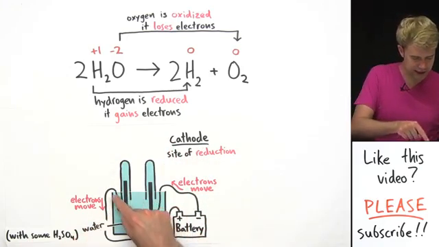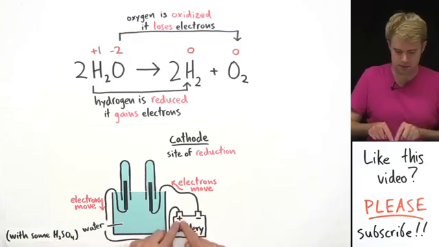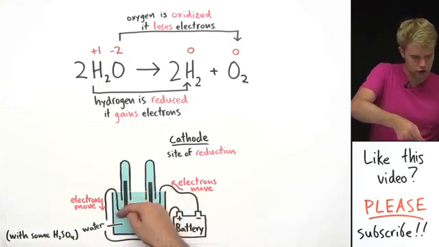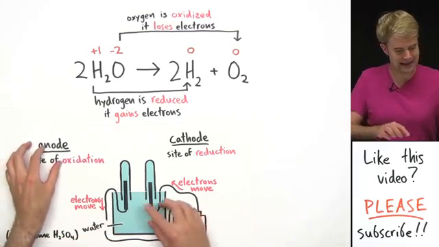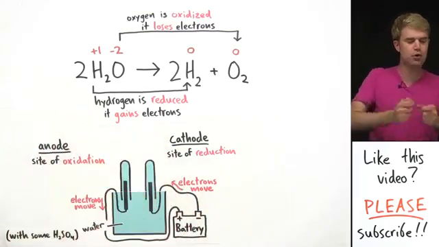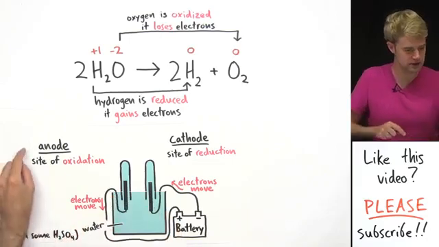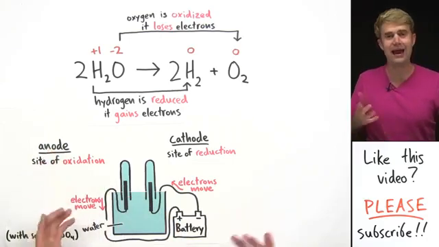Over here, this electrode is hooked up to the positive side of the battery. So electrons are moving out of it, that means that oxidation is going to be taking place. It's going to be pulling electrons from things, and this is what we call the anode.